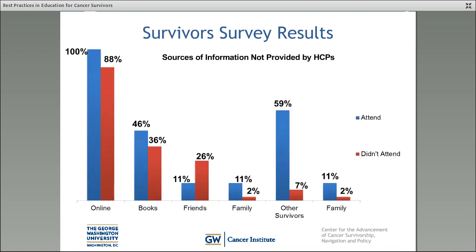We also asked about where else survivors looked to for education and wanted to see if there were any differences in information seeking between those who didn't attend a class and those who did. As you can see, people who attended a class were more likely to seek out other survivors for information, indicating a preference for peer support.